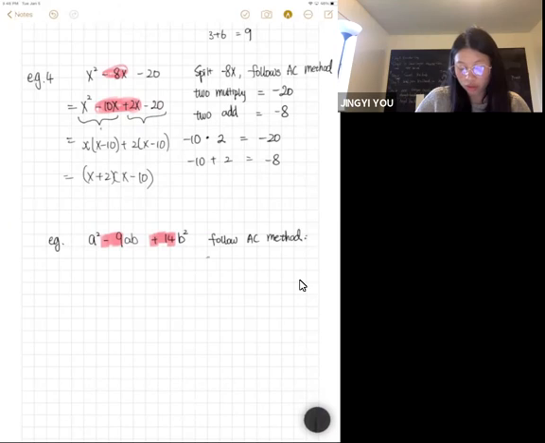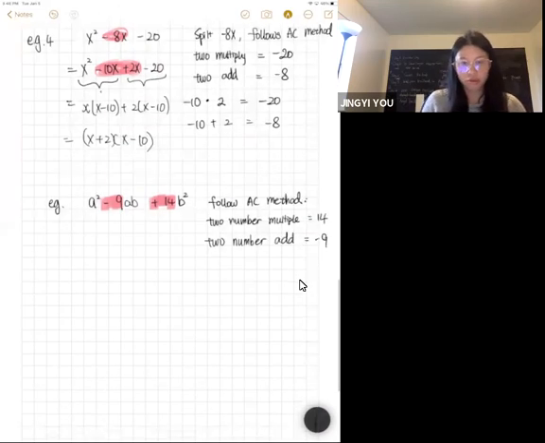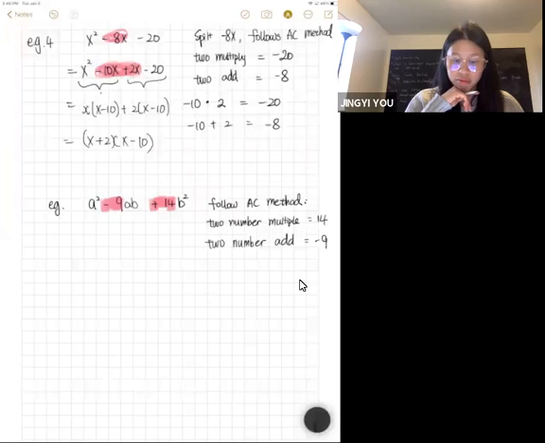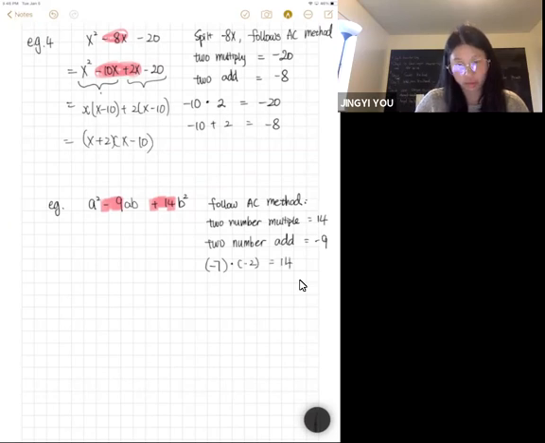So I want two numbers that multiply to equal 14, and those same two numbers add to equal -9. Okay. So which two numbers? What about -7 times -2 is equal to 14, right? And then -7 plus -2 is equal to -9. So that means -7 and -2 are the numbers we're looking for.